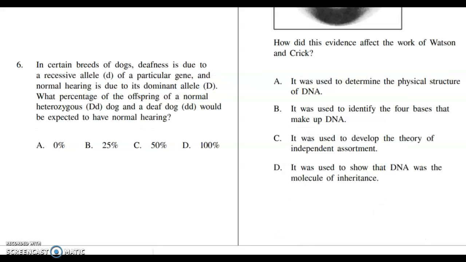Number 6 says that in certain breeds of dogs, deafness is due to a recessive allele, little d, of a particular gene, and normal hearing is due to the dominant allele, big D. What percentage of the offspring of the normal heterozygous big D, little d dog and a deaf dog, little d, would be expected to have normal hearing? Again, it won't let me write on here, but I would encourage you to write this down as I do it in the air here.